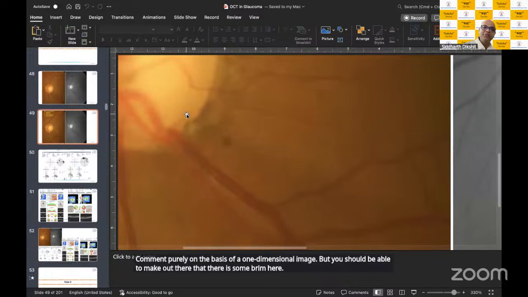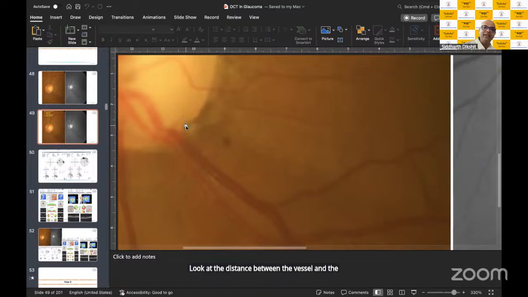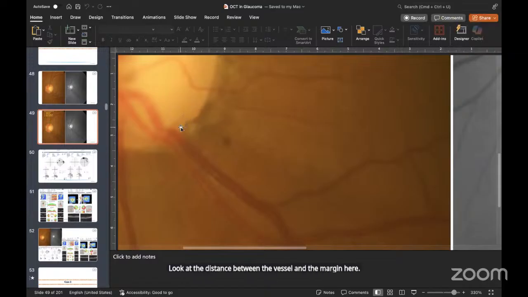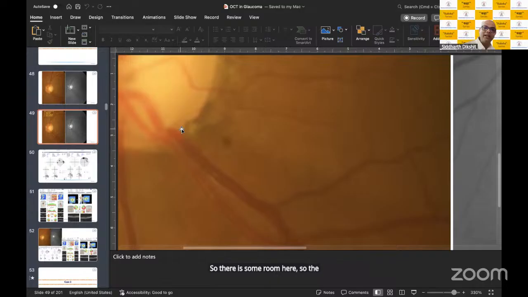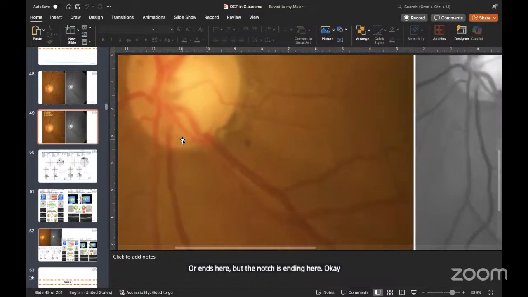Look at the distance between the vessel and the margin here. So there is some rim here. So the nerve fiber layer defect starts here or ends here, but the notch is ending here. Okay?